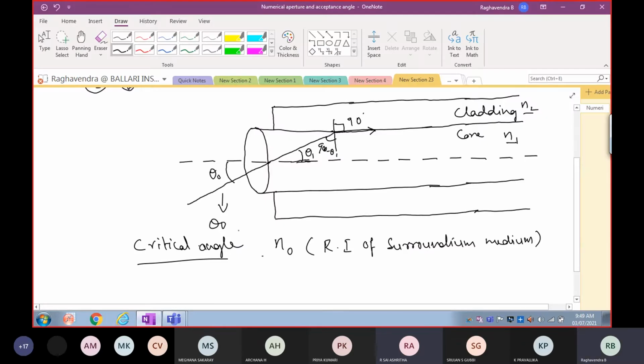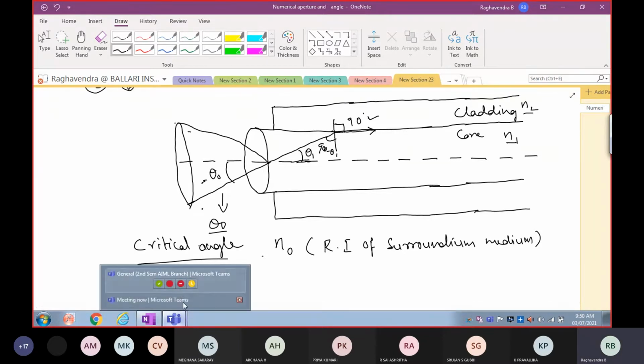Okay. So critical angle is that particular angle of incidence for which the angle of refraction is 90 degrees at the interface in between the core and cladding. That particular angle of incidence is what we call the critical angle. You see here, if you rotate this critical angle through 360 degrees about this axis, what will you get? You will get a cone, right? You will get a cone. Yes or no? Yes, sir.